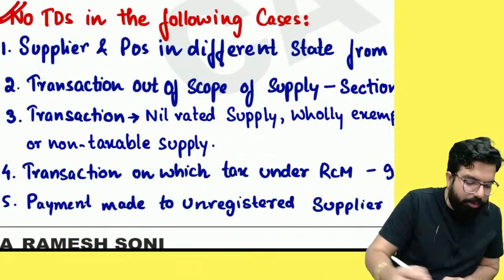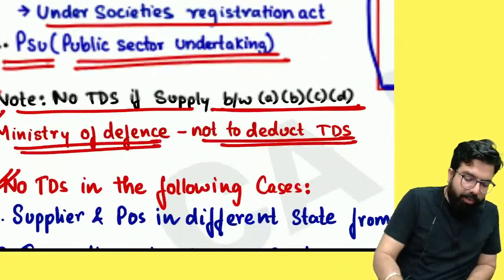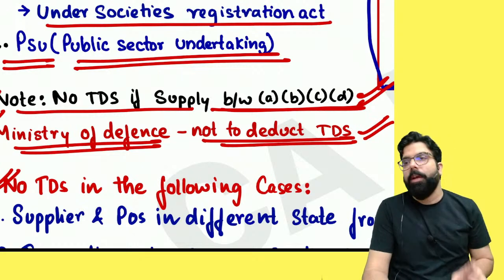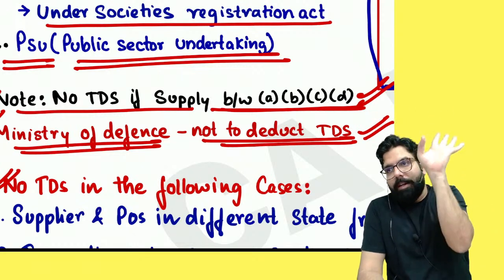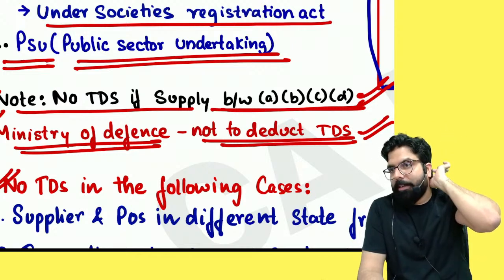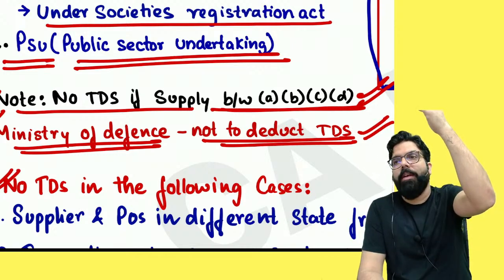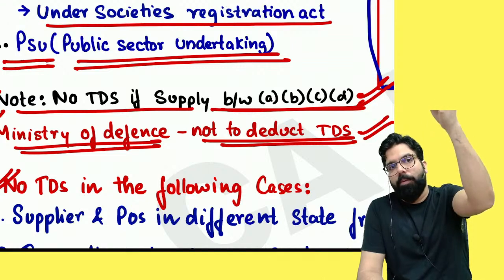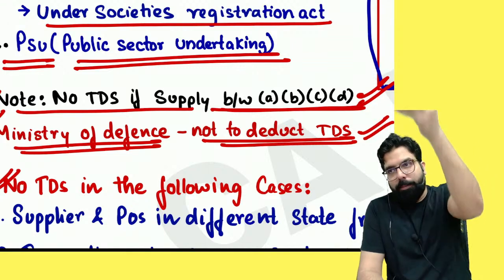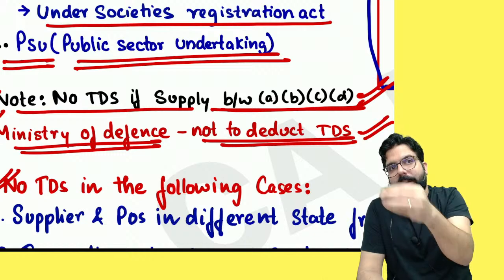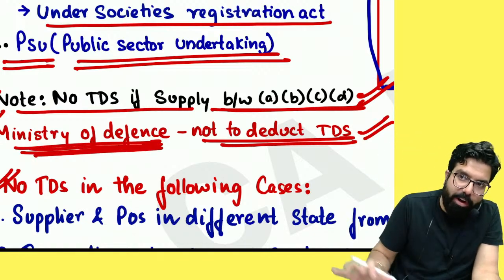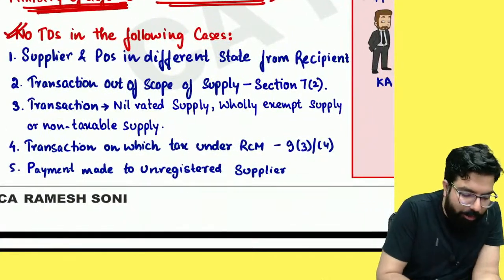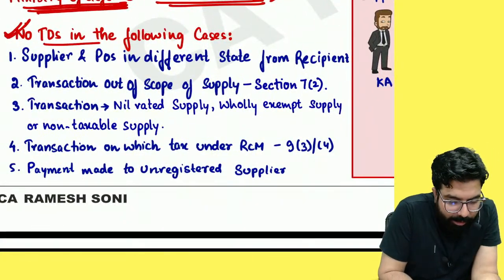Please come on the left hand side, everyone. What are the scenarios? Number 1, I have already told you about 2 scenarios when TDS is not there. When one TDS deductor is supplying to another TDS deductor. Don't write like this in the exam. When you say government department, all these people who are there, they are supplying to each other, then TDS is not there. The next one over here, Ministry of Defence also is not liable to deduct TDS. The next one over here is no TDS in the following cases.